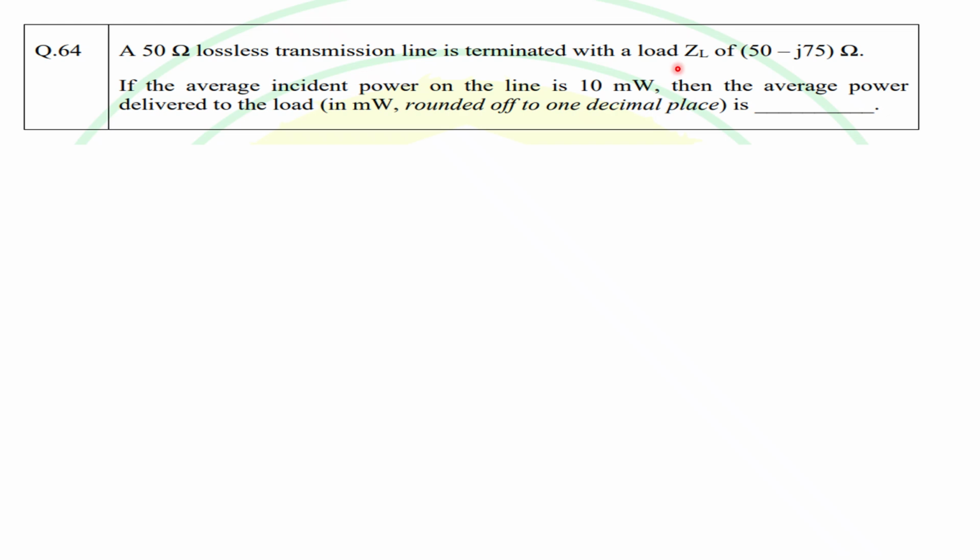Why is the load important? Because if you want to deliver some voltage, then who will collect it? Your load will collect it. So now the load impedance is there and Z naught is there, and the information is already given that the line is lossless. Next, the average incident power on this line is given as 10 milliwatt, and we need the average power delivered to the load. So the incident power is the source power, and you have to calculate the average delivered power, that's all.